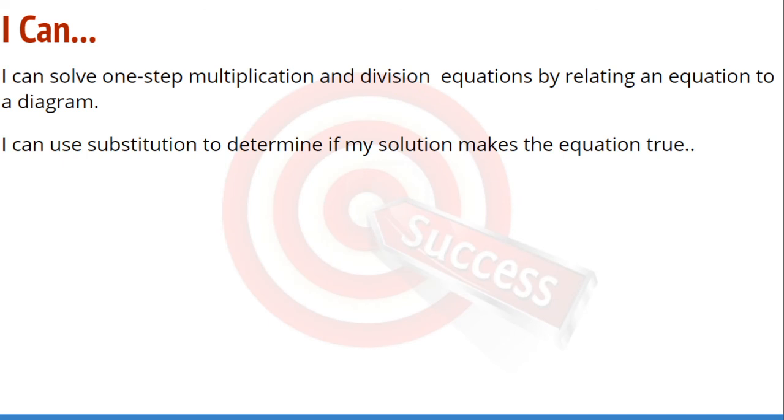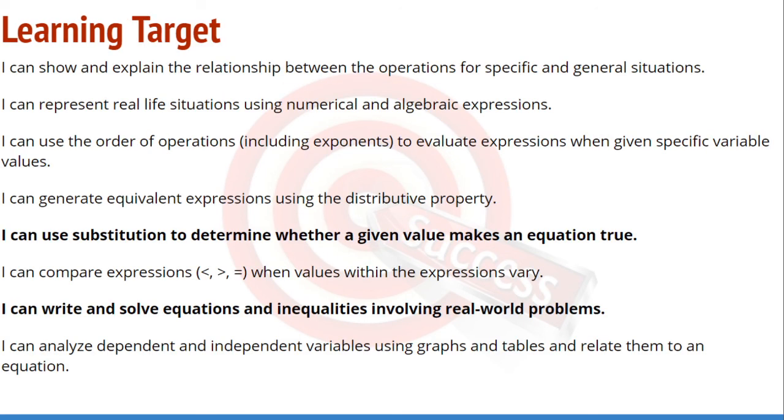So here we are at the end of the lesson. Hopefully you are feeling confident that you can solve one-step multiplication and division equations by relating an equation to a diagram, specifically a tape diagram. Hopefully you are feeling confident that you can use substitution to double check. You're going to get a solution and you're going to use substitution to say, is it the right one? All right, looking at the learning targets, we used substitution all the way through the lesson today and we solved equations. We're not yet to real-world problems, but we'll get there. So that concludes Module 4, Lesson 27, working with multiplication and division equations.